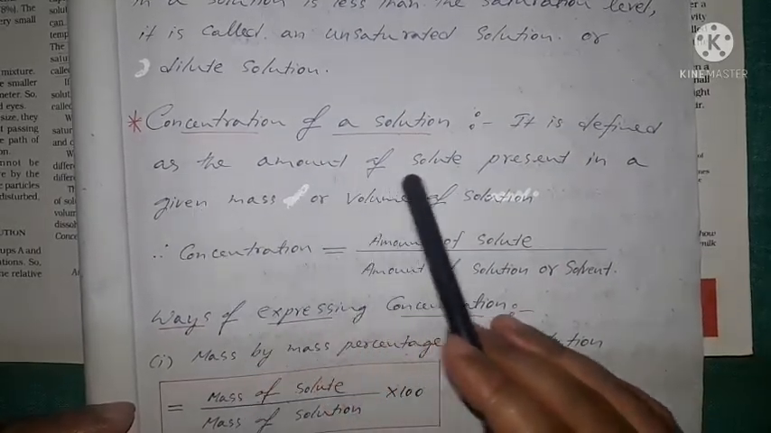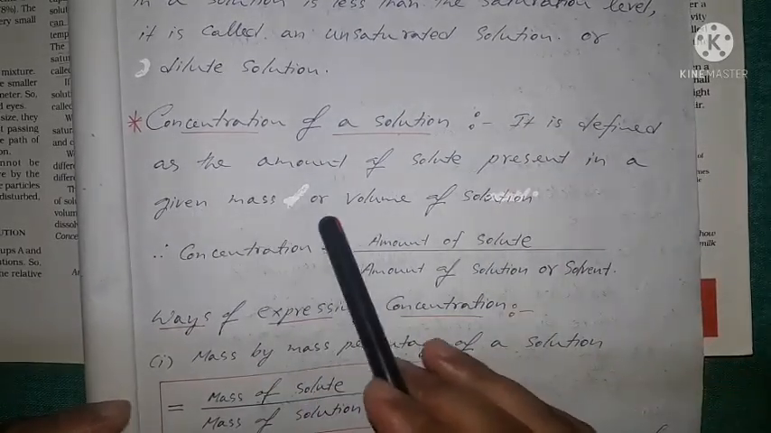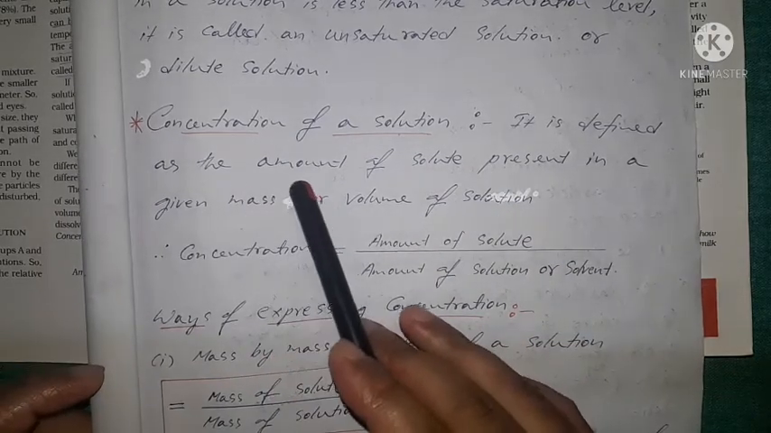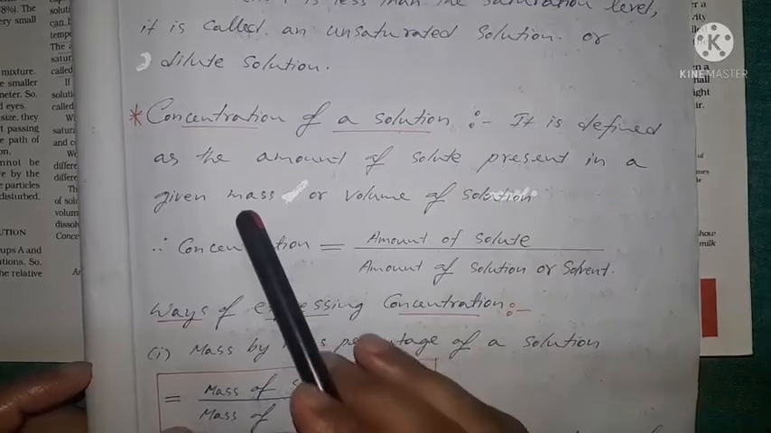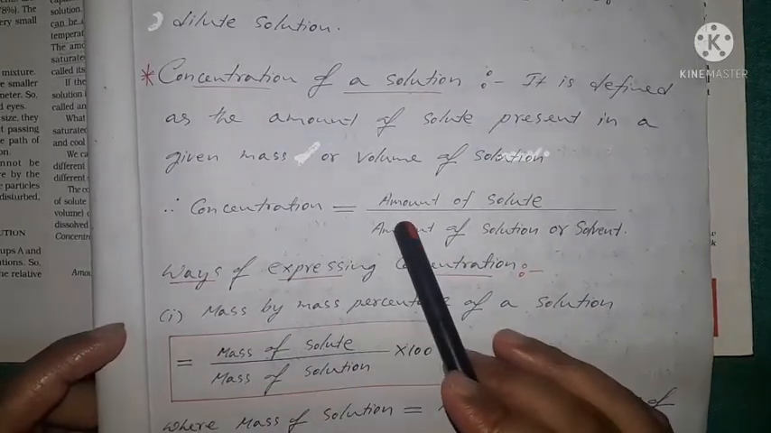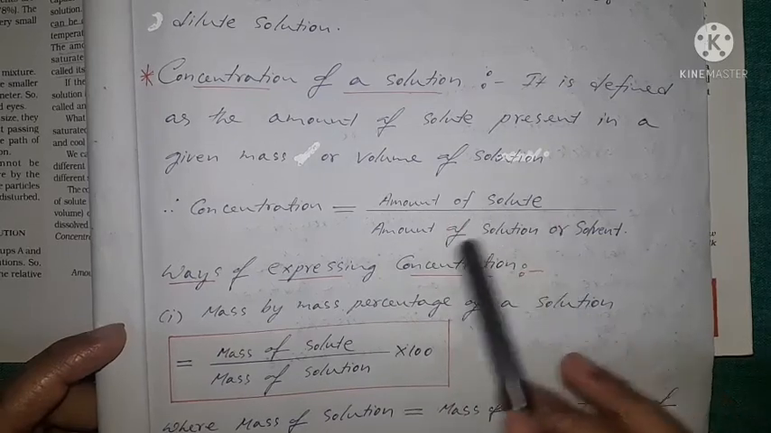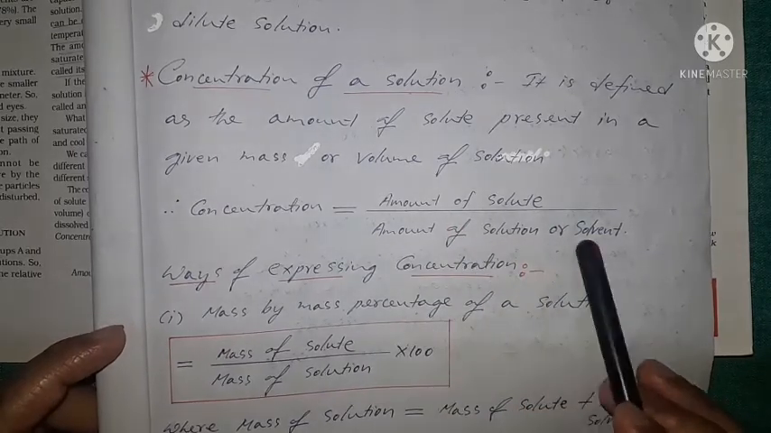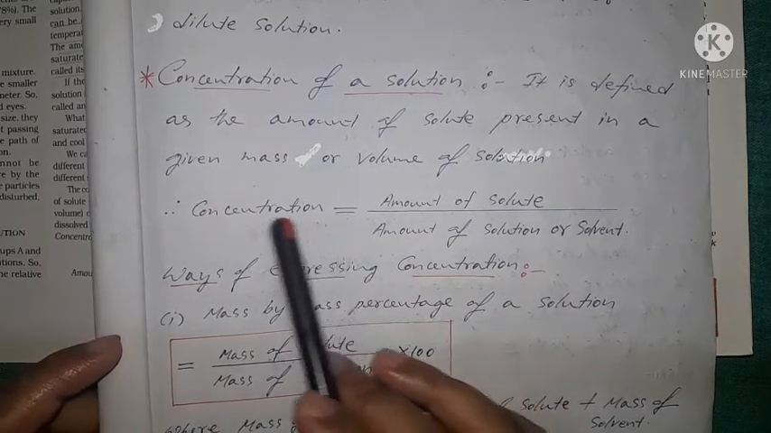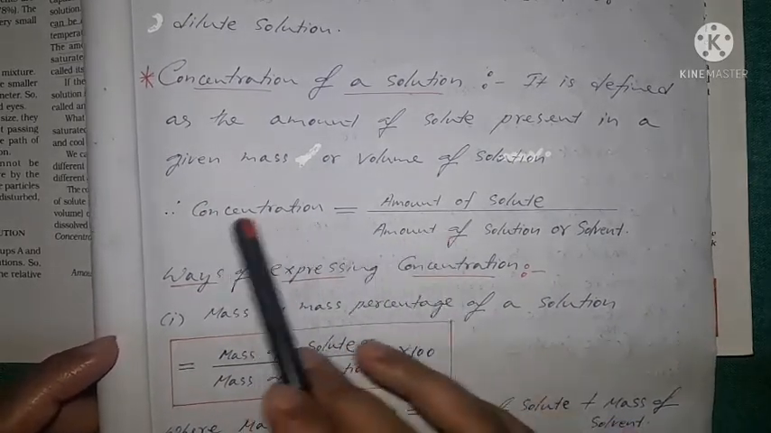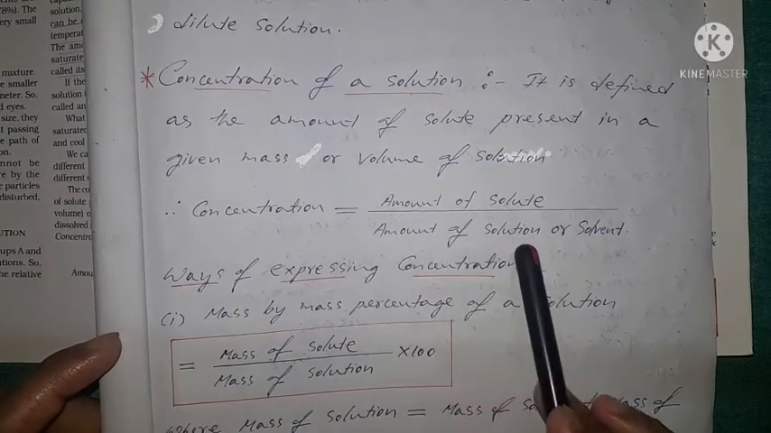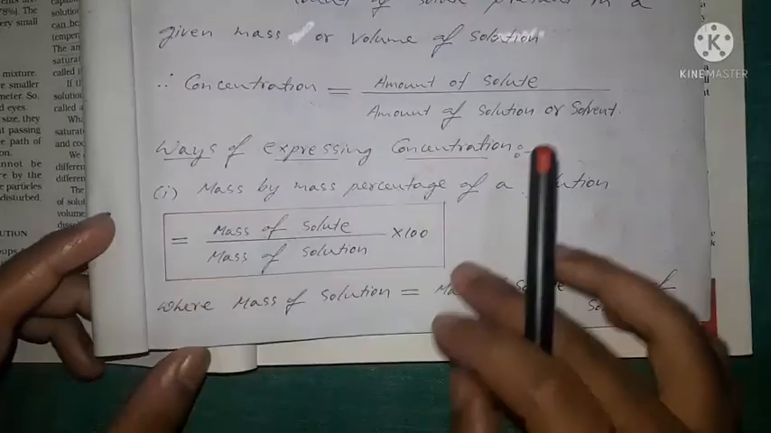Now, concentration of a solution. It is defined as the amount of solute present in a given mass or volume of solution. Therefore, concentration is equal to the amount of solute divided by the amount of solution or solvent. So this is the concentration. When we are asked to find the concentration level of a solution, we have to use this formula, that is the amount of solute divided by the amount of solution or solvent.